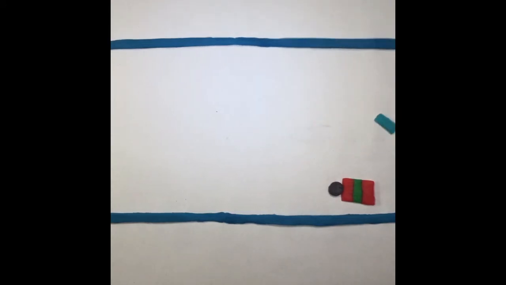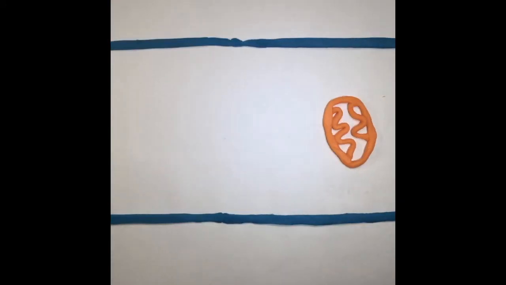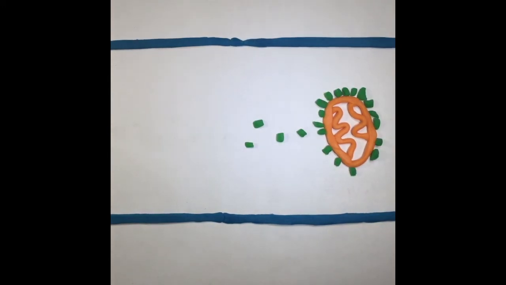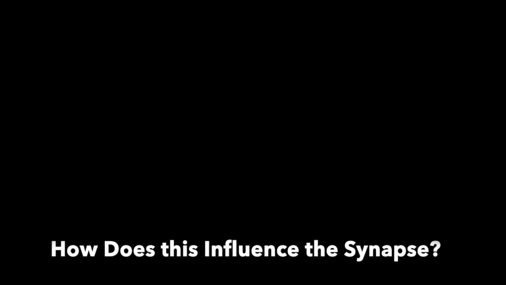break down. Mitochondria are the organelles responsible for producing the molecule of energy within the cell, ATP. A large inappropriate influx of calcium can prevent this synthesis, thus reducing the amount of ATP within the cell. How does this influence the synapse?